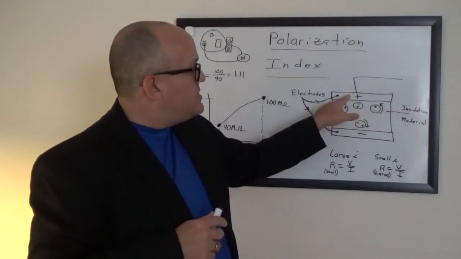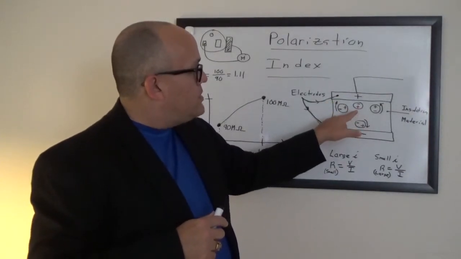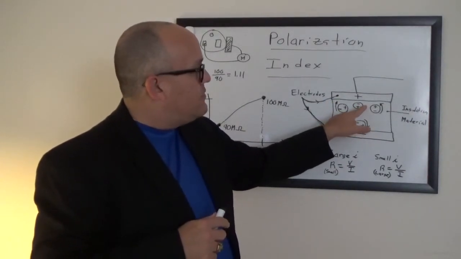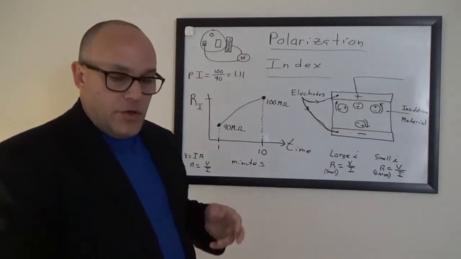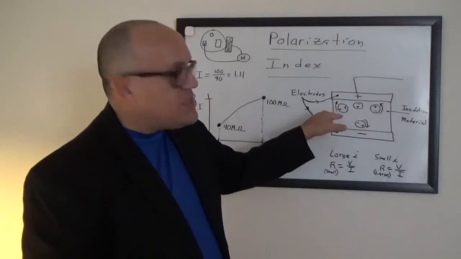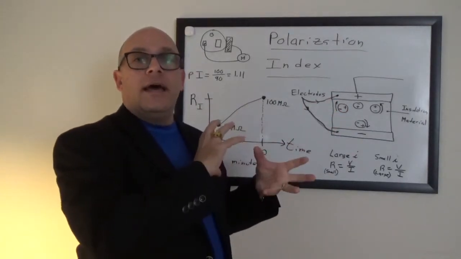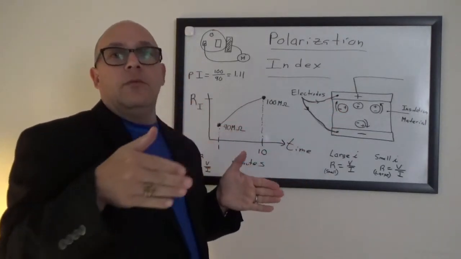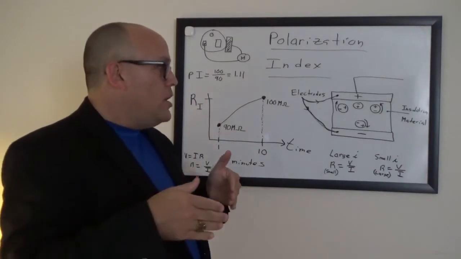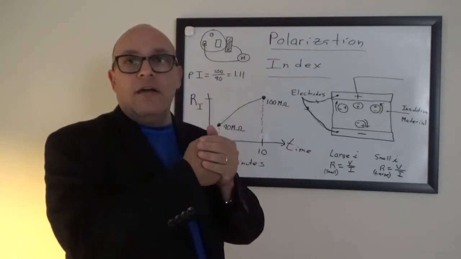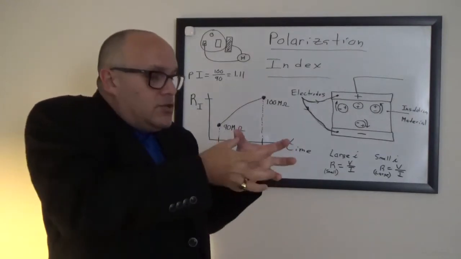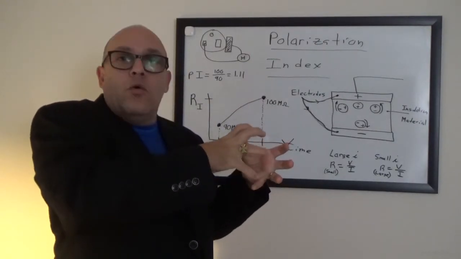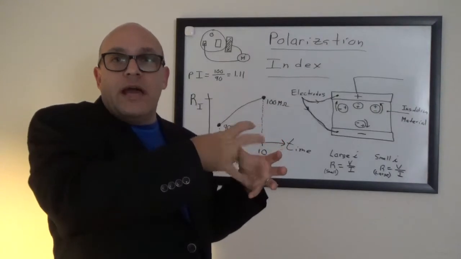On the positive electrode, the molecules are going to want to align the negative side of the molecule with the positive electrode. So you're going to have a twisting of the molecules as time goes on in the polarization index exercise. Initially, when you hit it with this high voltage, 5 kV, 10 kV, or 15 kV, the molecules start turning to orient. Opposites attract and like repel.